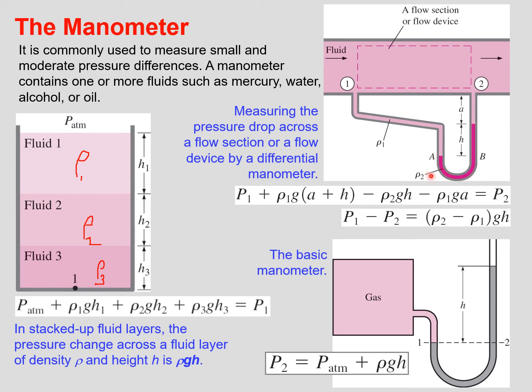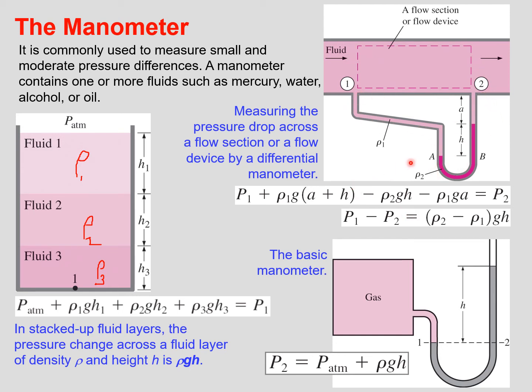Let's call this rho 2. So what we have to do, we start at 1, at pressure 1, all we need to do is keep track of the vertical height difference as we go, increases and decreases as we go from here all the way around up to here.